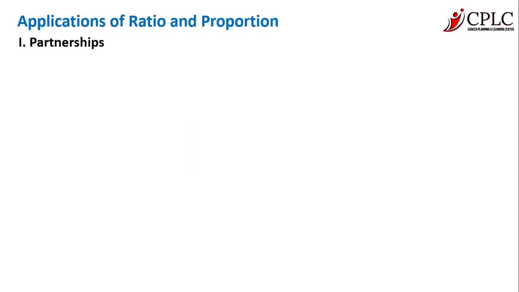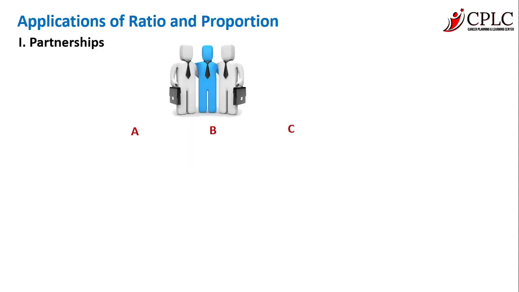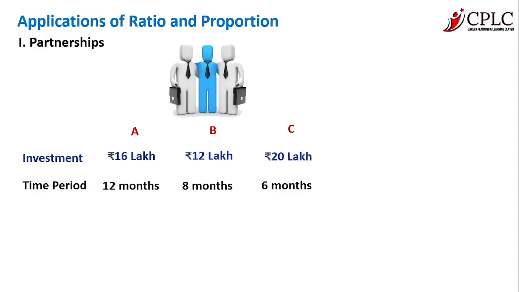So let's take an example. Suppose there are three friends A, B, C and they are starting a new business, and let's say they are investing 16 lakhs, 12 lakhs, and 20 lakhs respectively. And let's also assume they are investing it for 12 months, 8 months, and 6 months respectively. Now, there are total two types of partnerships that normally exist. One is simple partnership and one is compound partnership.